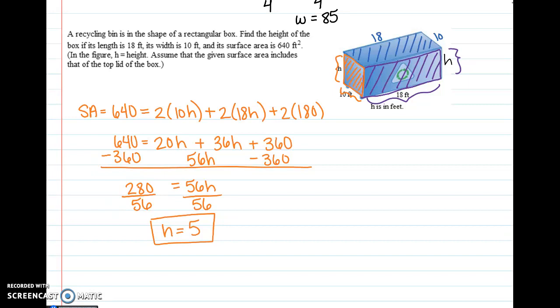Good job. If you plug h back into the original and solve each of these things, you should end up adding them together and getting 640.